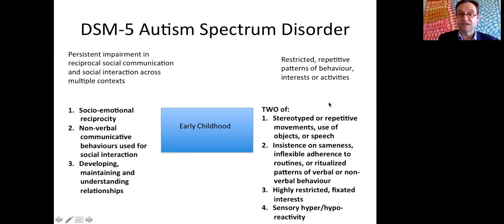four arrows? Stereotyped or repetitive movements, use of objects or speech. Insistence on sameness, this exact phrase comes from Kanner when he described it in 1943. Being very inflexibly adhering to routines, being very ritualized, either in your verbal or nonverbal behavior. Having highly particular fixated interests and/or having sensory hypo or hypersensitivity.